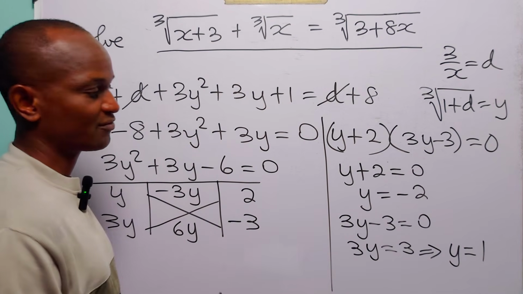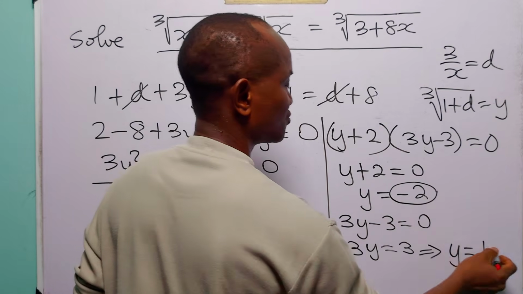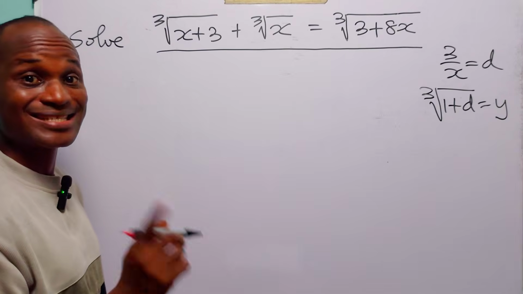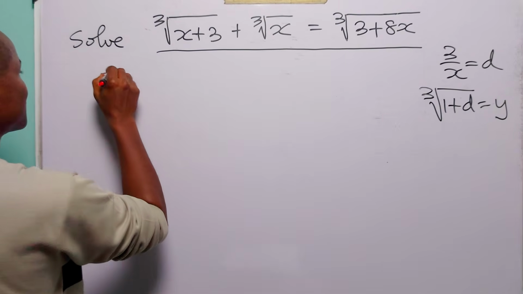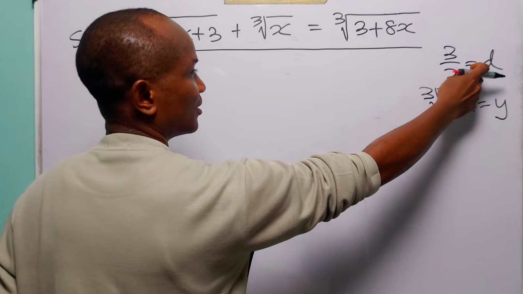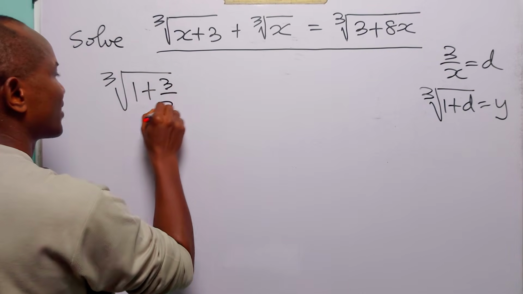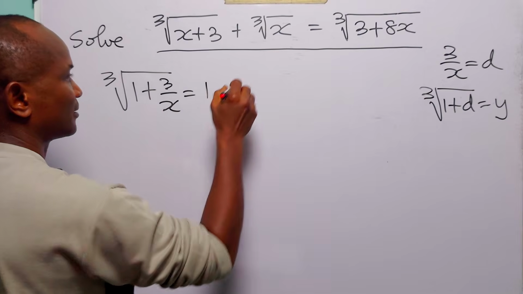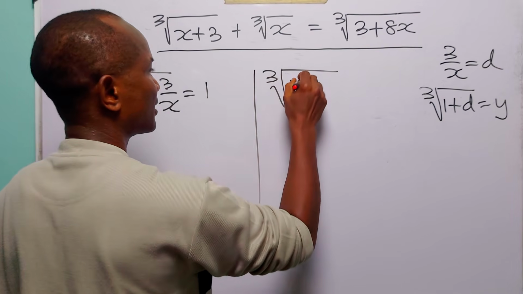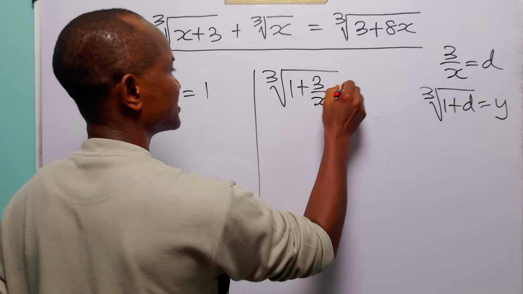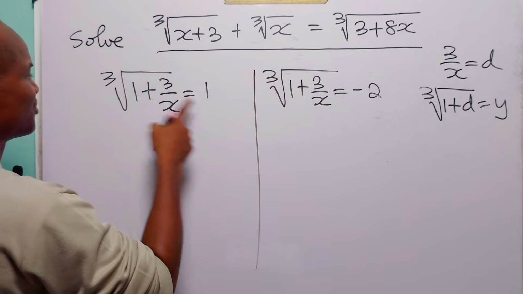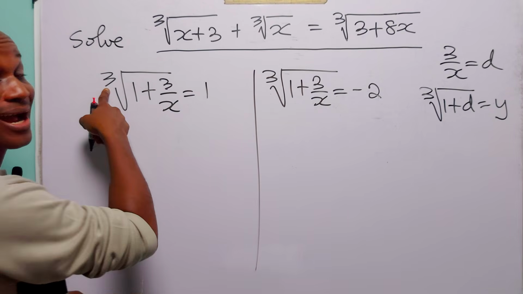So we have two values for y. We have minus 2 and 1. And of course, this simply means that either the cube root of 1 plus 3 over x is equal to 1, or the cube root of 1 plus 3 over x is equal to minus 2.